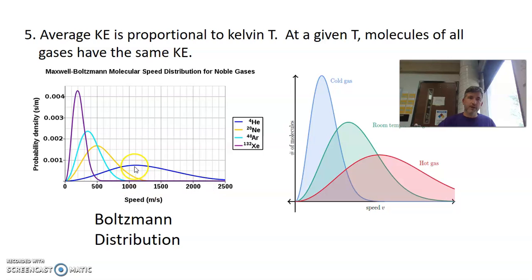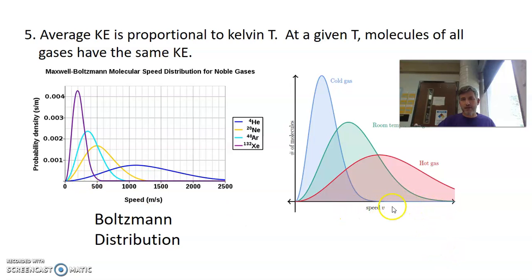So helium tends to travel faster on average. Technically the peak is not quite the average, but it's pretty close to it. On average, a helium atom is going to be traveling much faster than a neon or an argon, or certainly a xenon, at a given temperature.